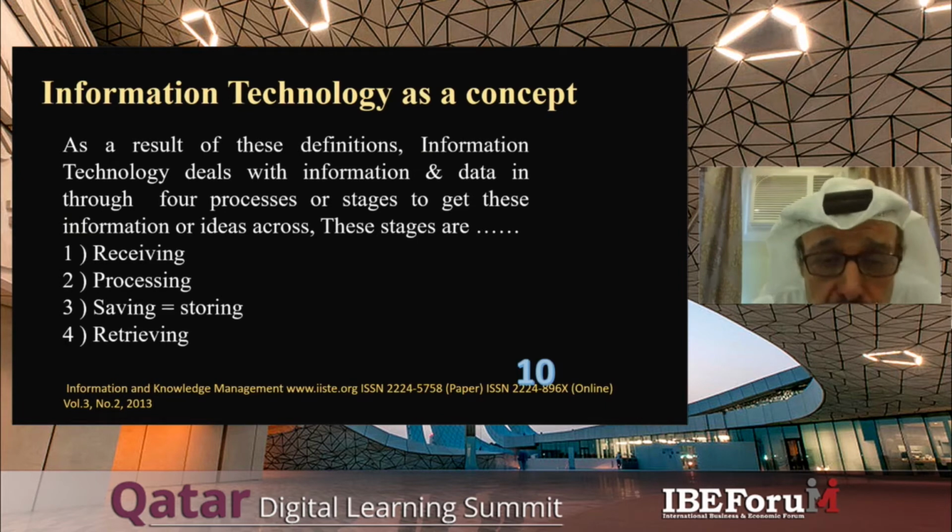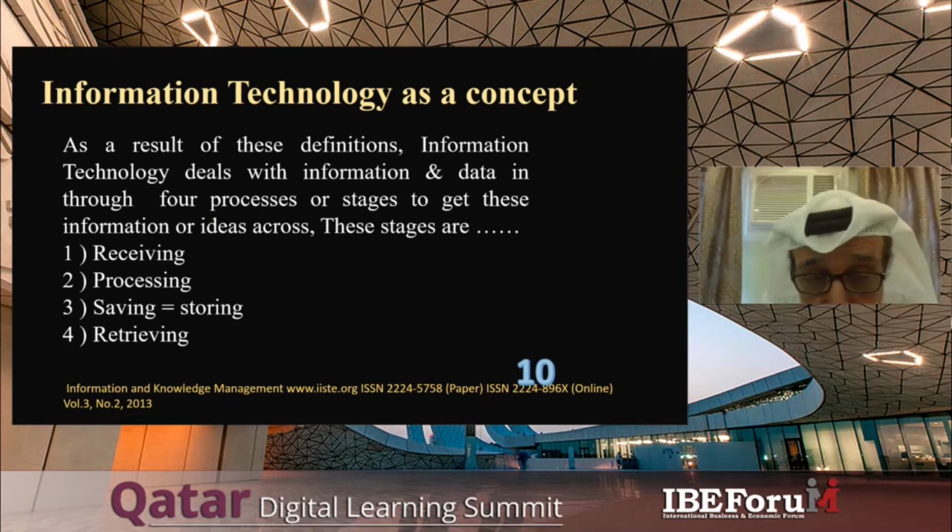In conclusion, we can end up with: information technology deals with information. There are four processes involved in this. One is receiving the information, processing the information, and saving or storing the information, then retrieving the information when it is needed. So the information technology would not go out of these four processes.